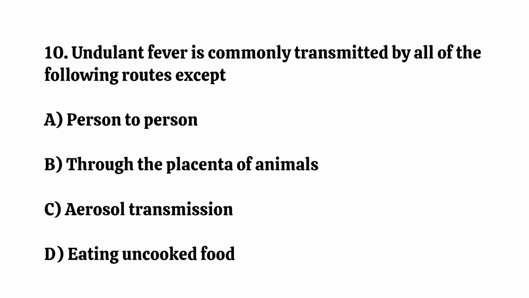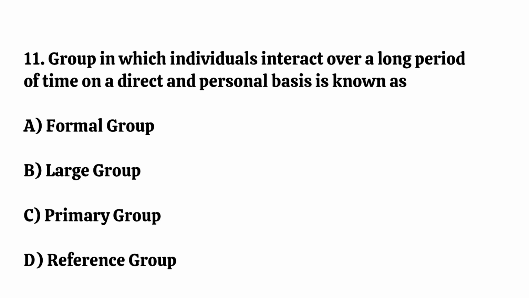Next, undulant fever is commonly transmitted by all of the following routes except A. Person to person, B. Through the placenta of animals, C. Aerosol transmission, D. Eating uncooked food. And the answer is A. Person to person.